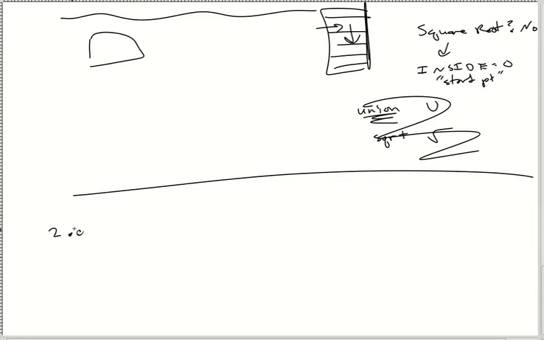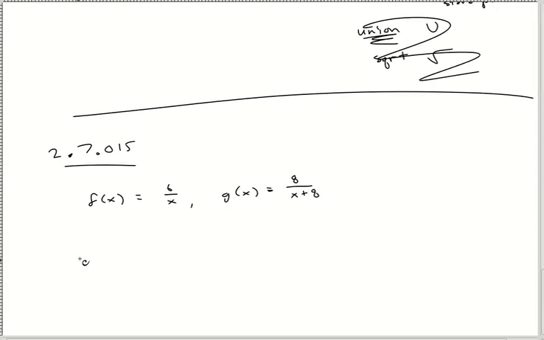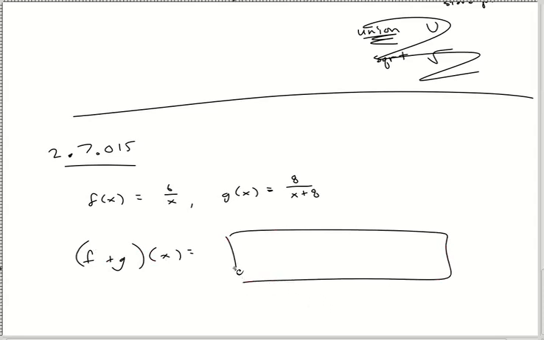So, next question, 2.7.015. I got f of x is equal to 6 over x. I got a g of x is equal to 8 over x plus 8. Okay. Same thing. f plus g of x, what does it equal? Now, I'm going to do something funny with you here. Something that you probably don't even realize. I'm going to actually put f plus g in the box.